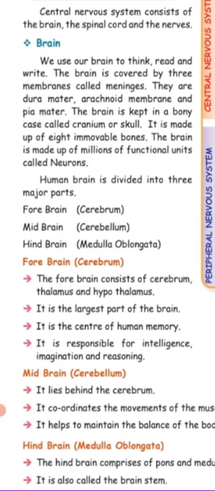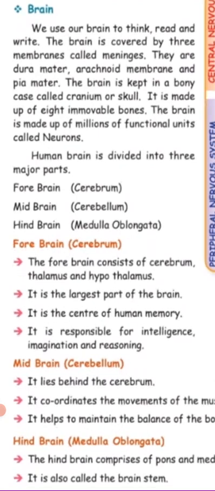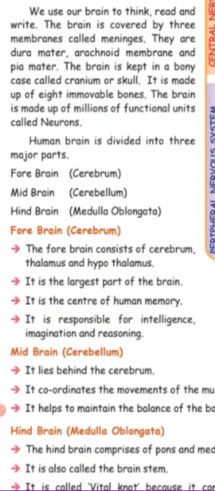So what is the work of the forebrain? It consists of the cerebrum, thalamus and hypothalamus. It is the largest part of the brain. Okay. So it is the center of human memory, and for what purpose? It gives intelligence, imagination and reasoning. If somebody asks some questions, without thinking even a second, we answer. So what we are learning will be stored in the forebrain.